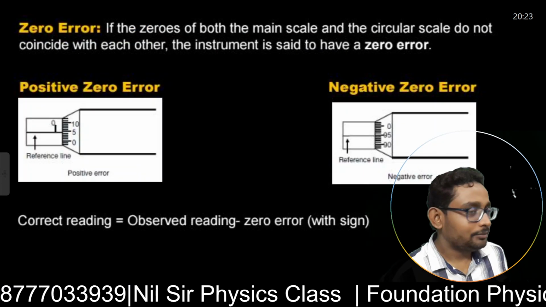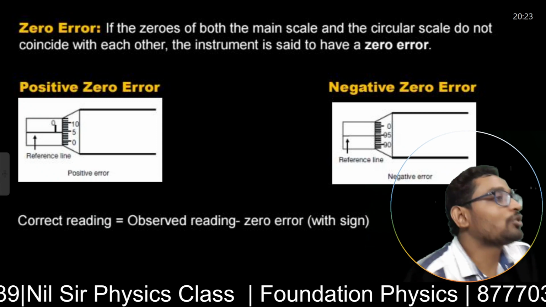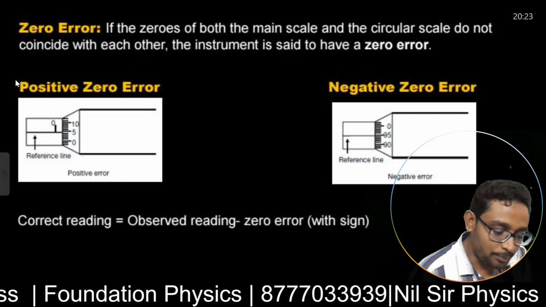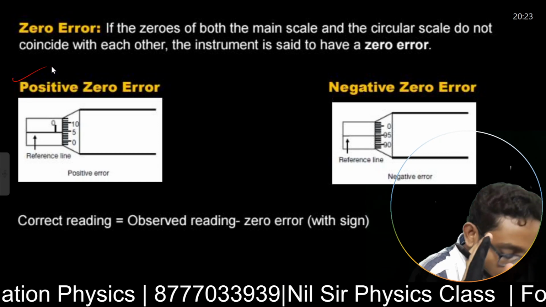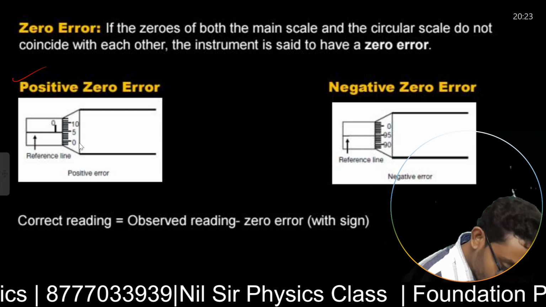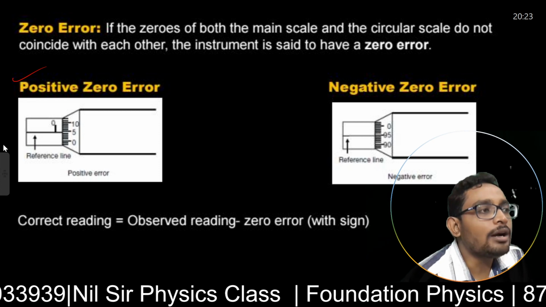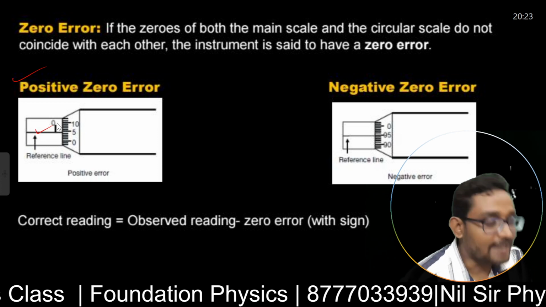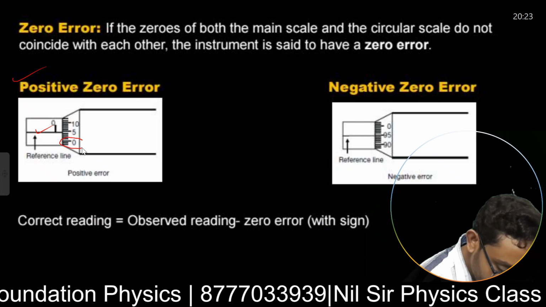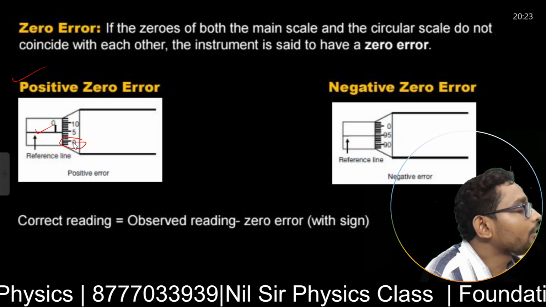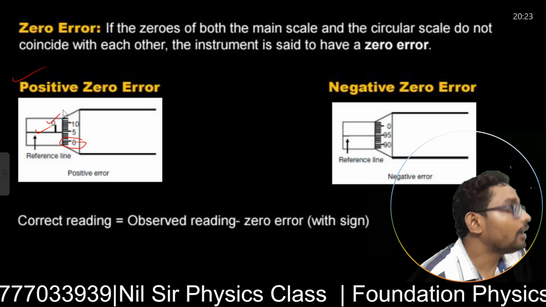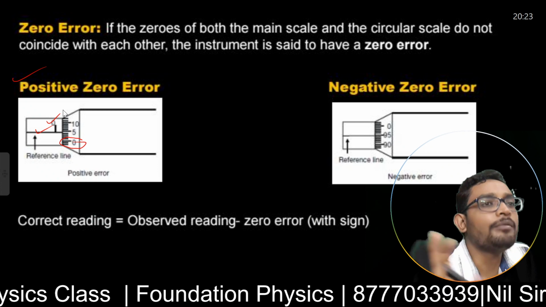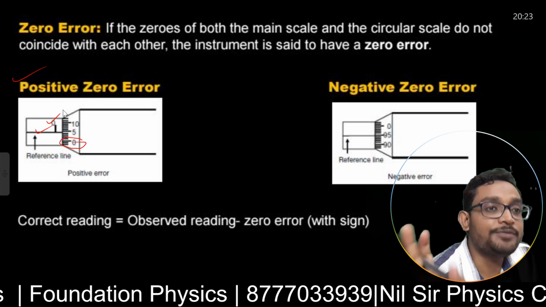Again, zero error. There could be positive zero error and negative zero error. I have shown both here. In case of positive zero error, your circular scale division will be below the axis, and you can clearly see the zero of the main scale.